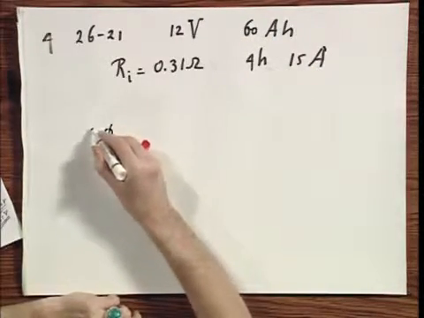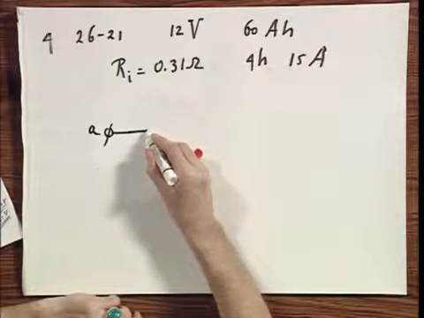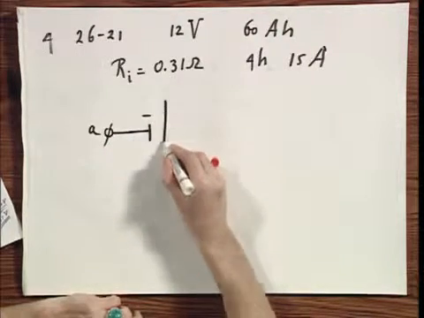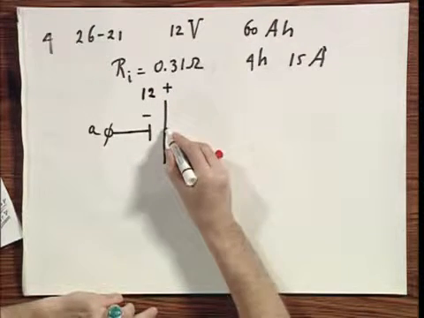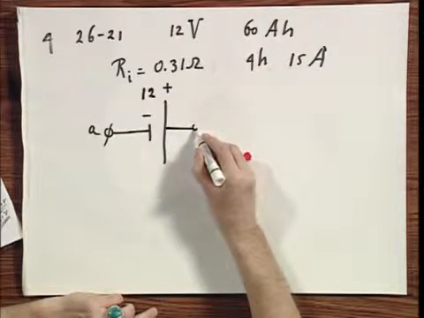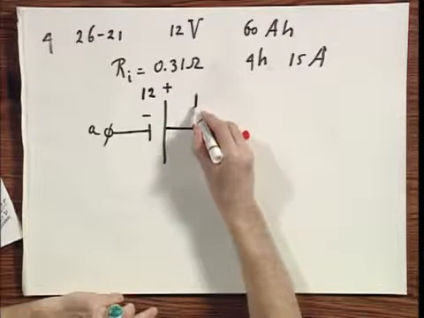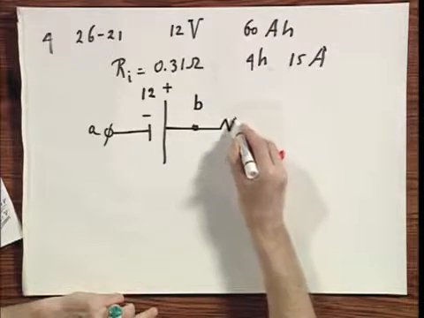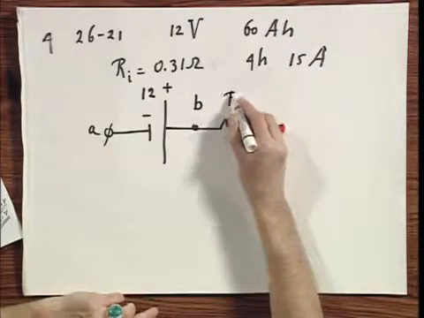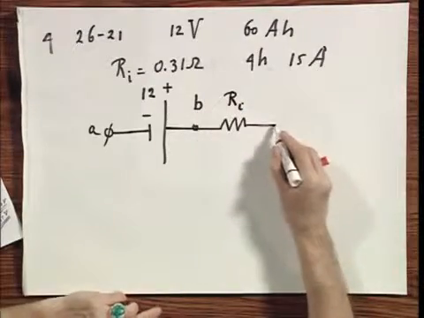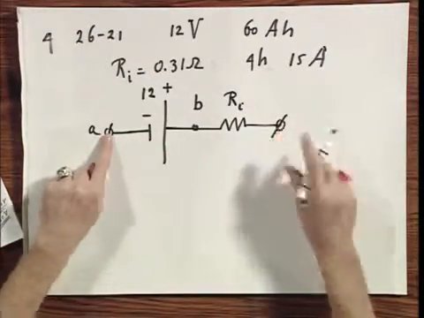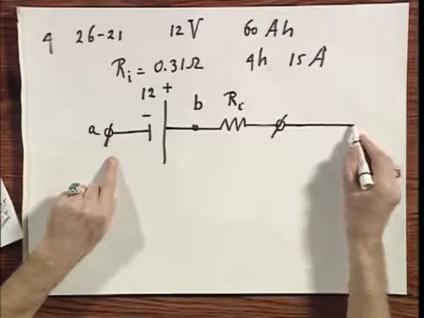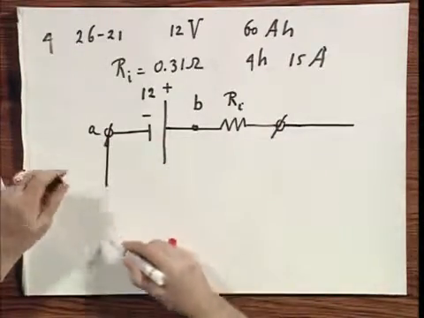Now here is one end of the battery. Here is the negative side of the battery, here is the positive side. Here is the 12 volts. Let's call this point B. Then here is the internal resistance of the battery, which you know. And then here is the terminal of the battery. So these are the only 2 points that you have access to. And now you're going to charge this battery.